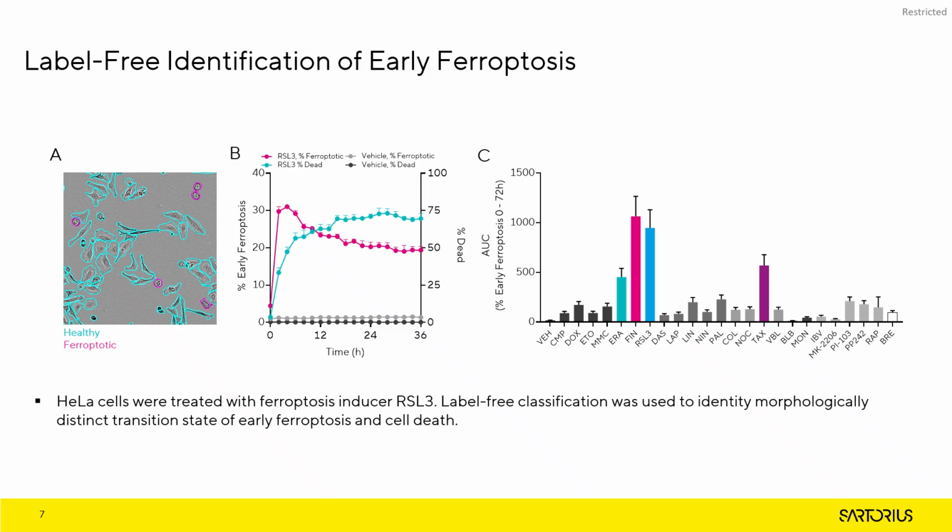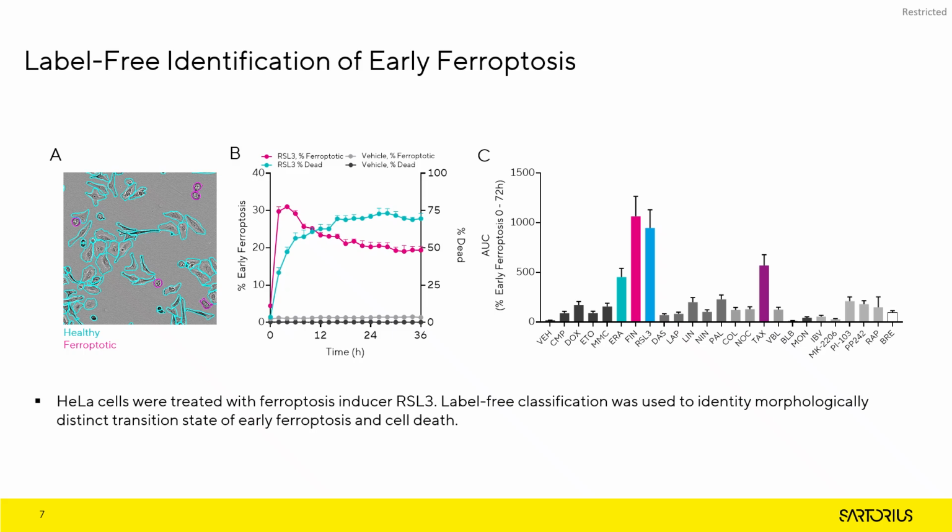So if we look at the time course, this shows the percentage change in early ferroptosis and cell death for RSL3 compared to vehicle. So for cell death, we see this rapid increase over 12 hours, and we can see that ferroptotic cells show this earlier peak as the cells pass through that transition state prior to cell death.